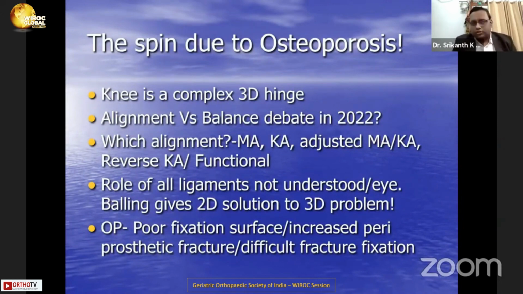Role of ligaments is not well understood, and eyeballing only gives a 2-dimensional solution to what is a 3-dimensional problem. And osteoporosis leads to poor fixation surface, increased periprosthetic fracture. And we know that, once it fractures, it's very, very difficult to fix these fractures because the screws and plates don't have a hold on these fractures.